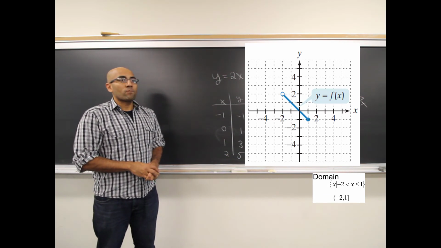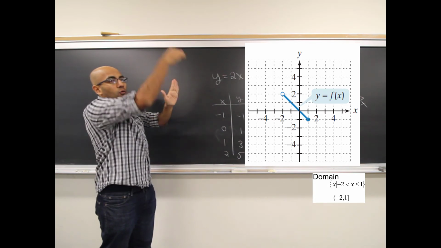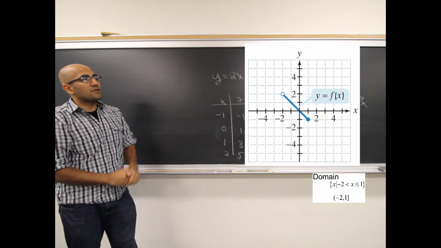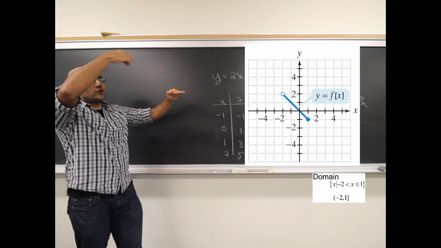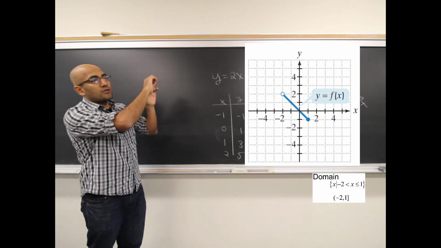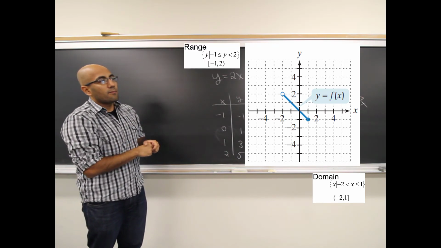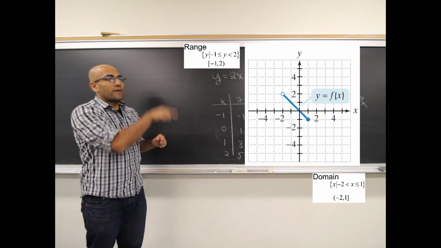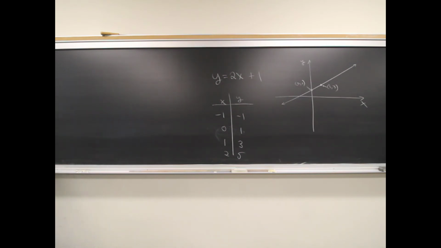That's the domain. Now the range, we squash it this way. Everywhere it touches along the y-axis is the range. So the smallest value is -1 to +2. That's the range. We do include the -1, so it's going to be brackets, -1 comma +2 parentheses, because we don't include the 2. So that. Good? Questions?